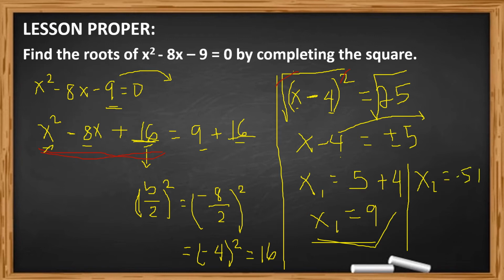Of course, 4 is plus 4 pa rin. So you have x of 2 equals negative 5 plus 4 is negative 1. So we have x of 2. We have to check if these really are the solutions of our quadratic equations. Okay, so let's do the checking.